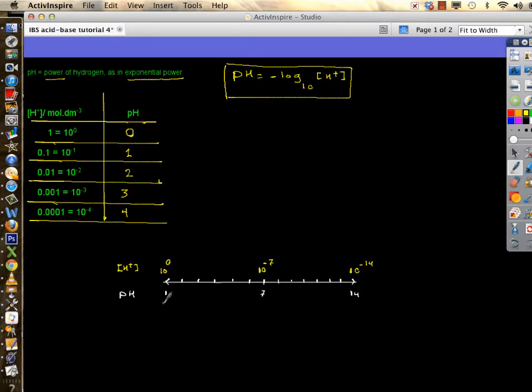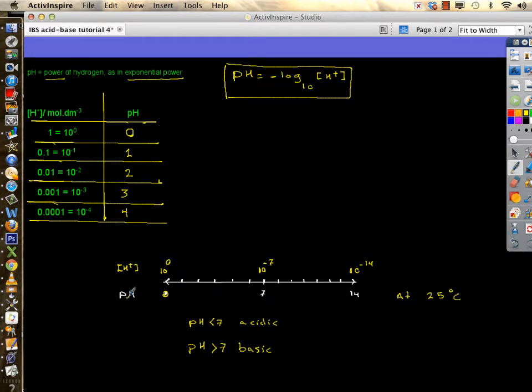The pH scale goes from 0 to 14. Now, if pH is less than 7, we consider that solution to be acidic. If pH is greater than 7, we consider that solution to be basic. Now, this scale only works at room temperature, so this is at 25 degrees Celsius. If you change the temperature, your scale will change.